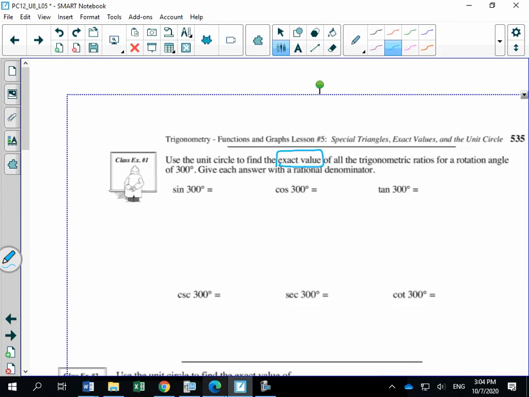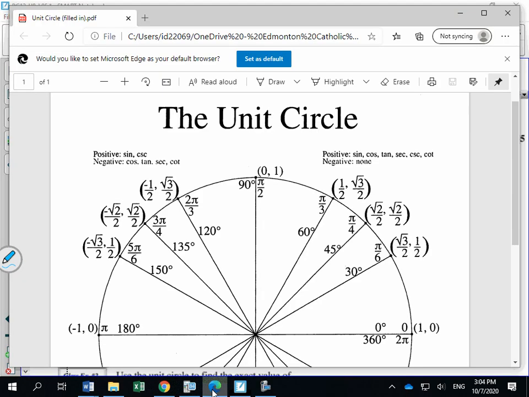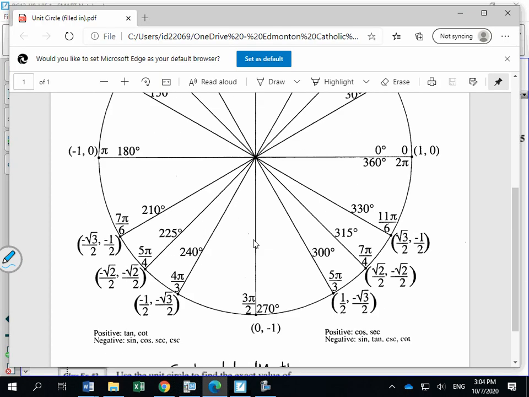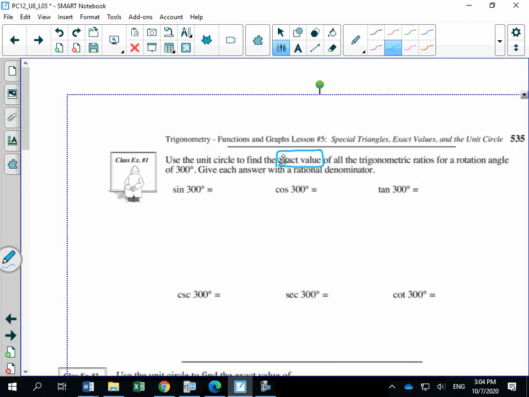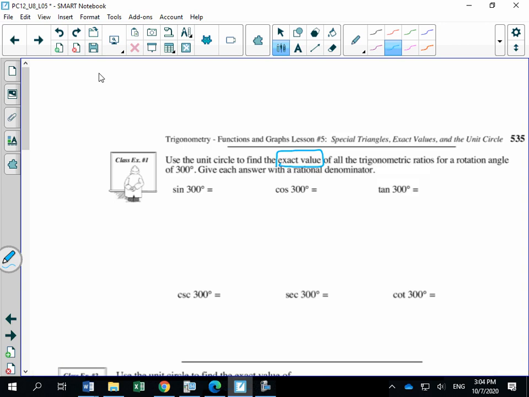In order to do that, you have to go to your unit circle and say, okay, 300 degrees is right here. And at 300 degrees, the coordinate is 1 over 2, negative root 3 over 2. So let's jot that down.